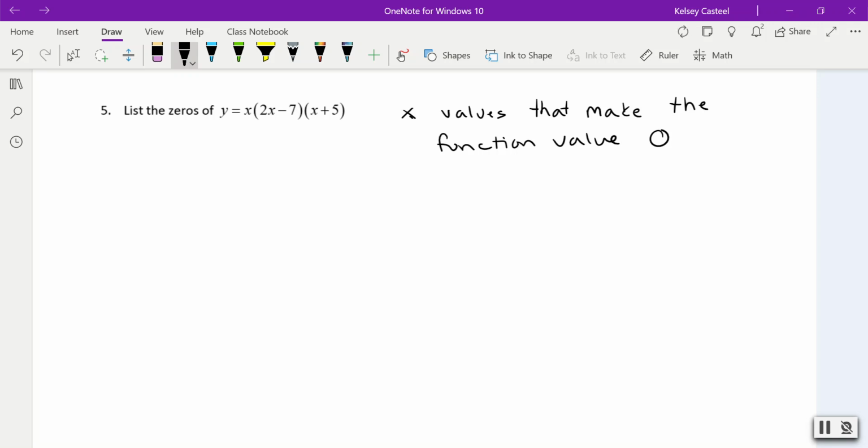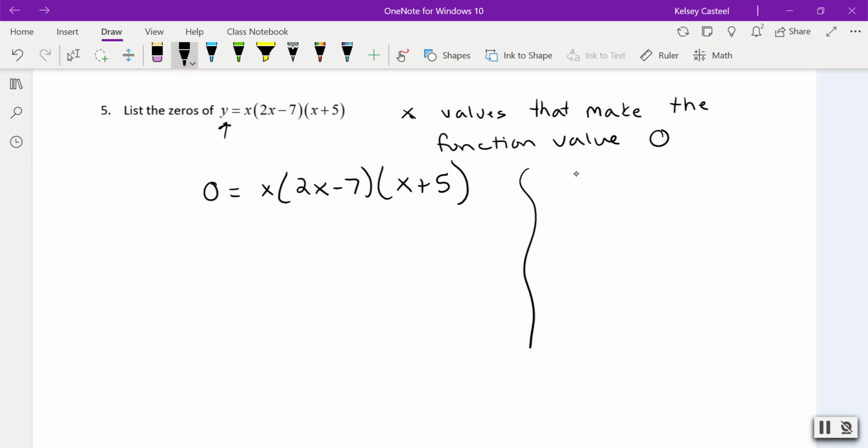So to find the zeros, we want the y value, which represents the function value, to be 0. So it is now our job to solve this equation. We need to find all of the possible x values that will make this statement true. So what x values can we plug in on the right-hand side that will make the entire right-hand side go to 0? Thankfully, this function is written in a factored format where we can clearly see our three factors.